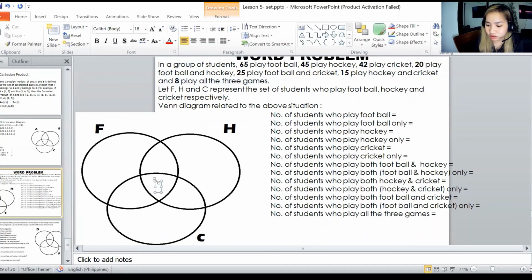Insert. So 8 is here, because again, all of them play football, hockey, and cricket. Next, given, 15 play hockey and cricket. That means the 15 play hockey and cricket, so it intersects between hockey and cricket. So here we will place it.